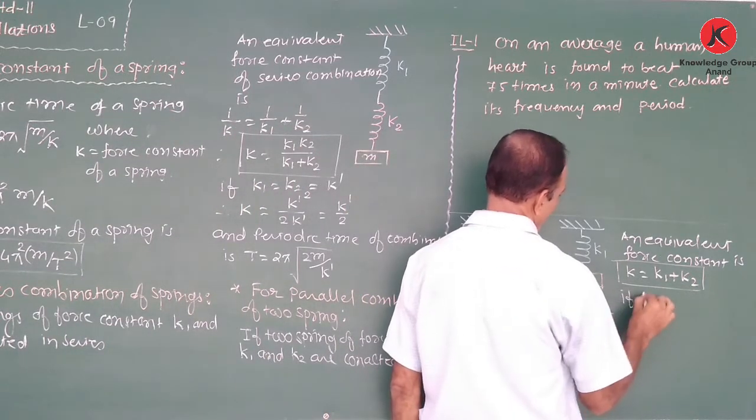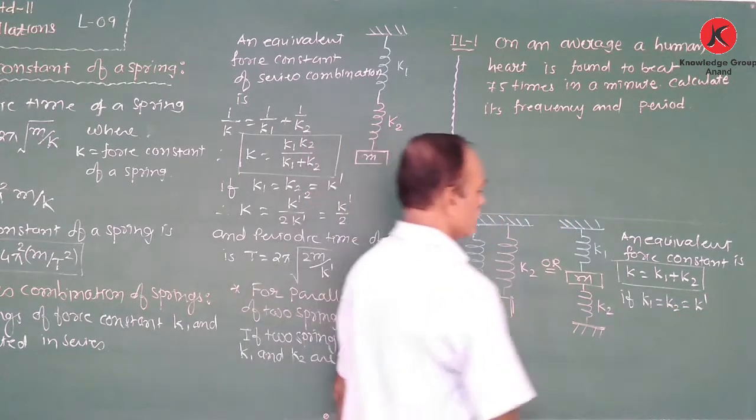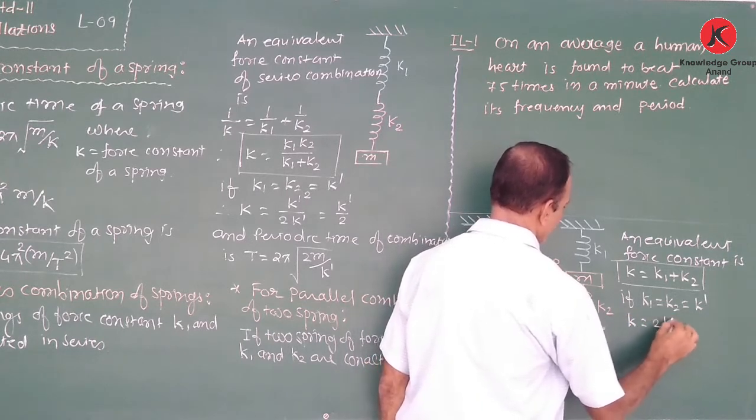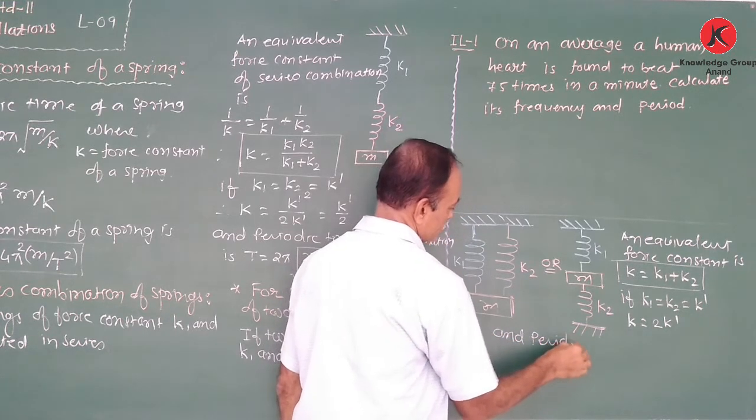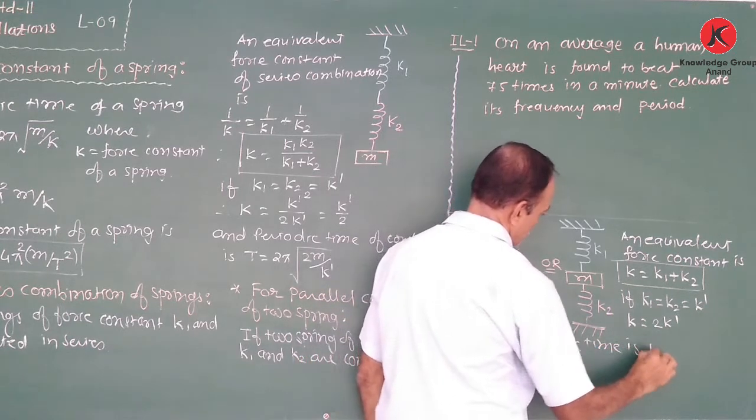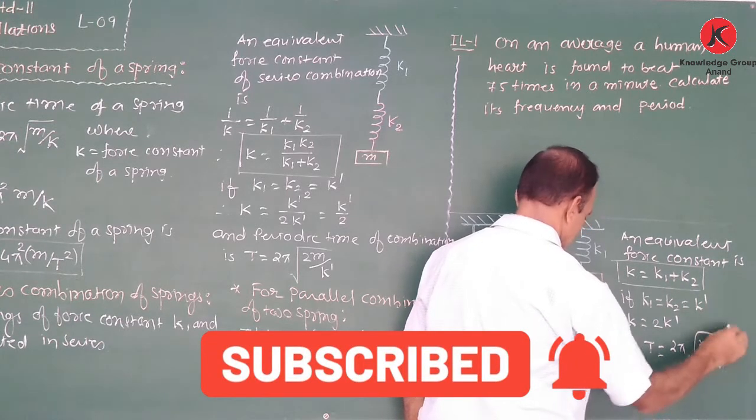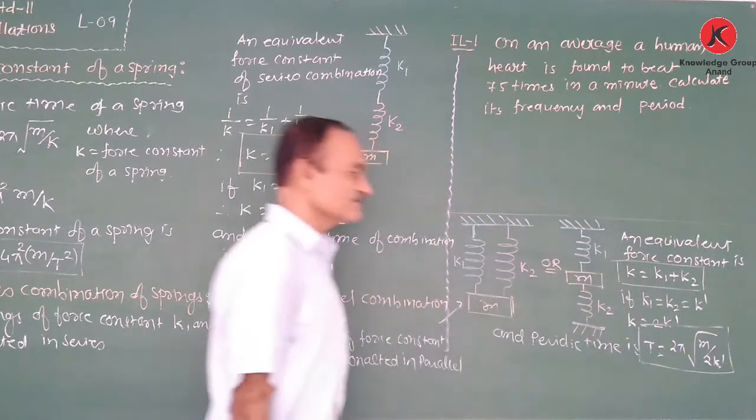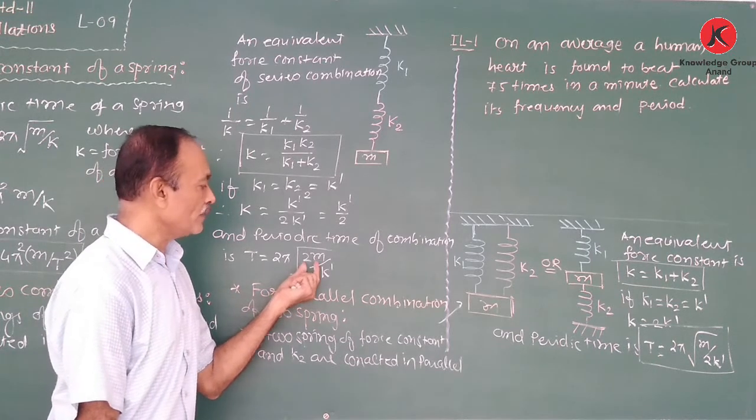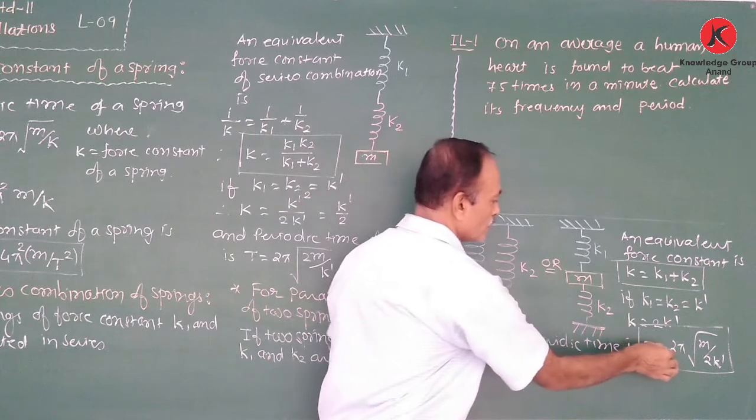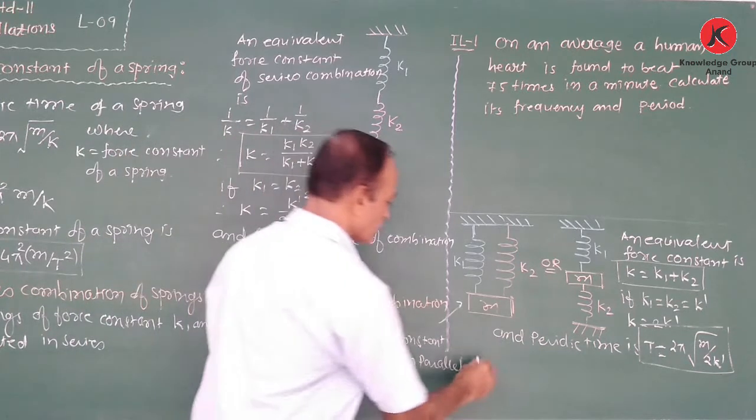Now, if K1 is equal to K2 is equal to K dash, then K is equal to 2K dash, and the periodic time is T is equal to 2 pi under root of m upon 2K dash. Now listen here, the difference between these two periods of oscillation is that for series the periodic time is 2 pi under root of 2m upon K dash, and here T is equal to 2 pi under root of m upon 2K dash.